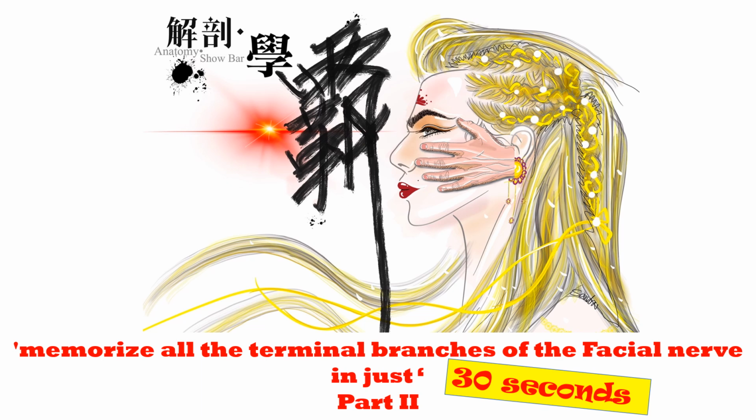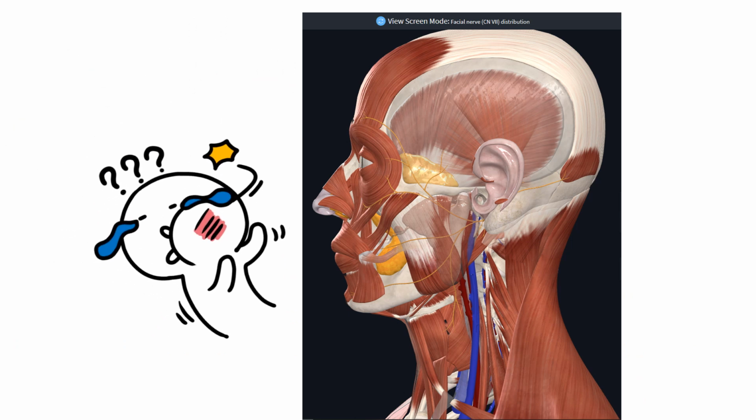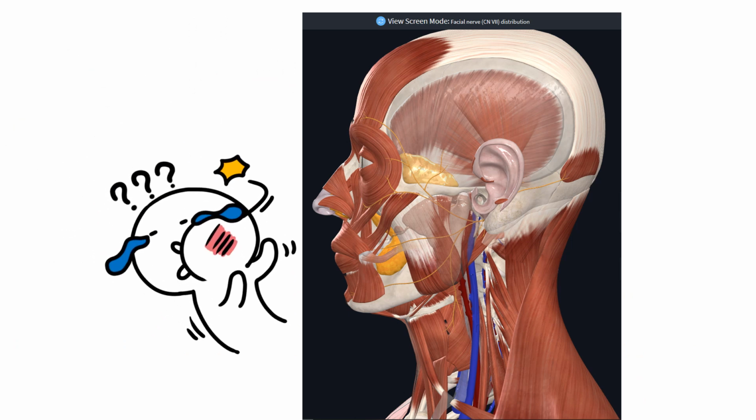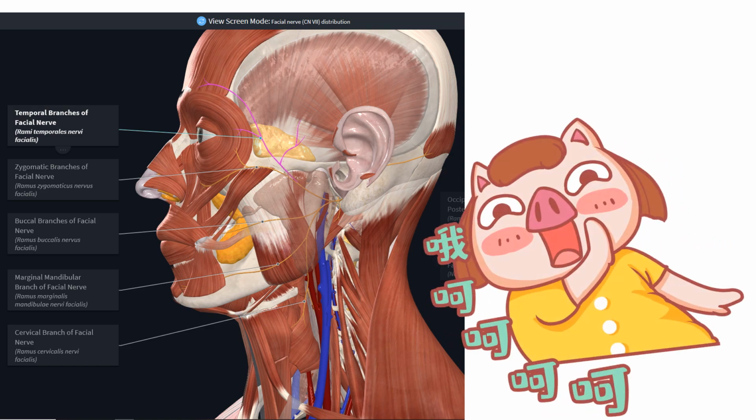Part 2. Oh no! Surely someone will say that the terminal branches of the facial nerve are as thin as a slab. Is it necessary to divide it into two parts? It seems a bit too simplified if I only talk about the terminal branches. It doesn't match your level of understanding. So I still want to present the complete facial nerve to everyone.